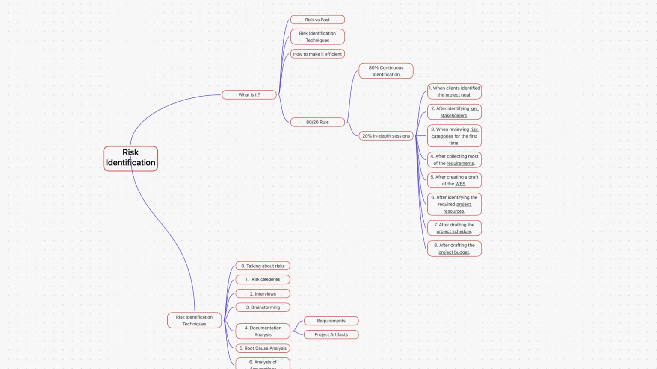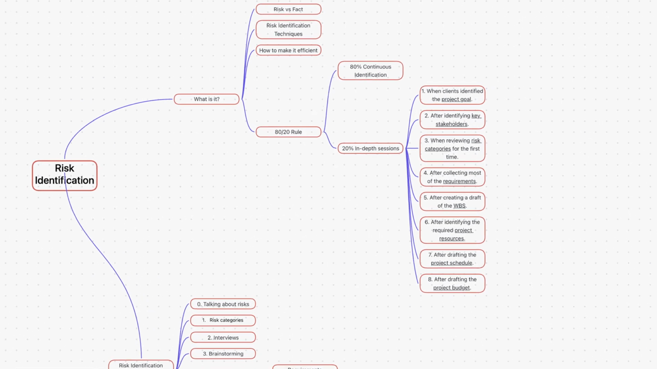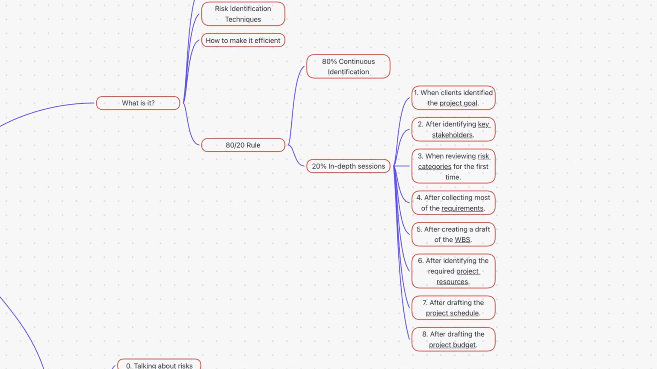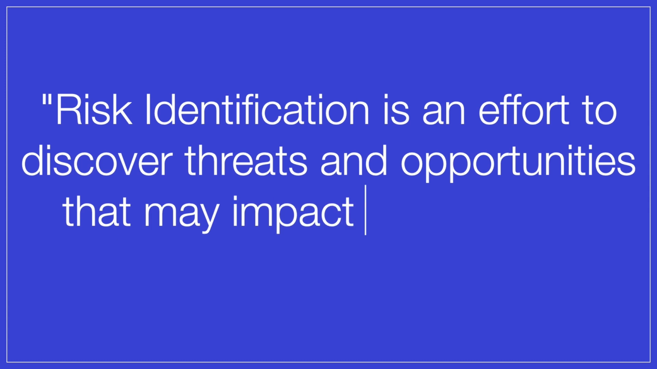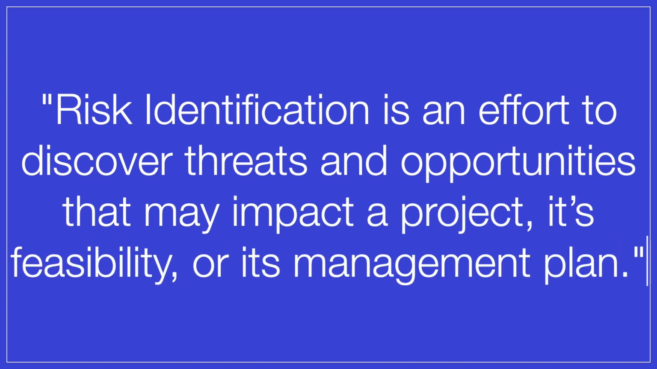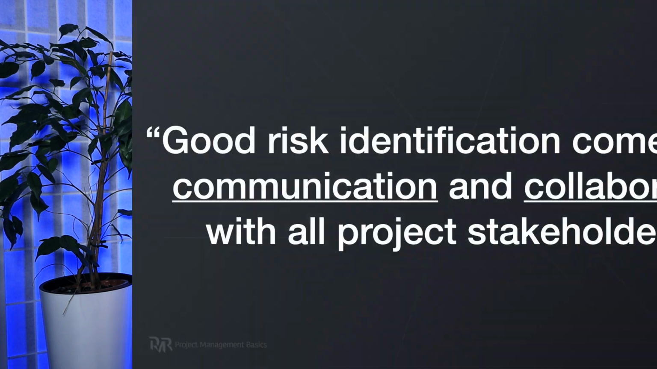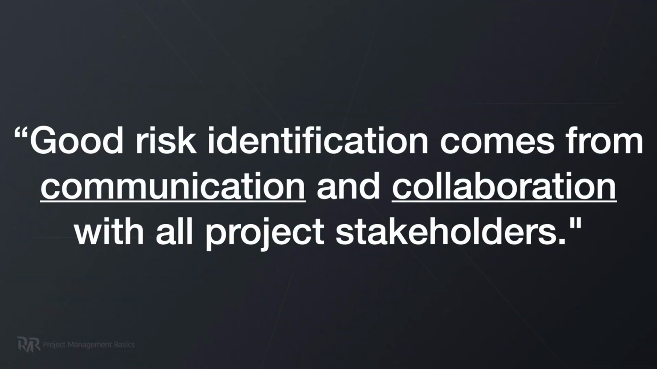Let me share all my findings with you so you can save time googling different bits and pieces of information about risk identification. So what is risk identification in the first place? Risk identification is an effort to discover threats and opportunities that may impact a project, its feasibility, or its management plan. So in essence, you can use whatever works for you in your company. There are no hard rules here. On the contrary, good risk identification comes from communication and collaboration with all project stakeholders, not from rigid processes and tools.